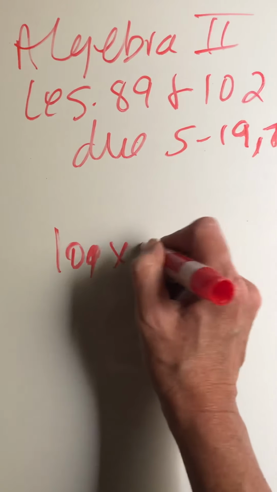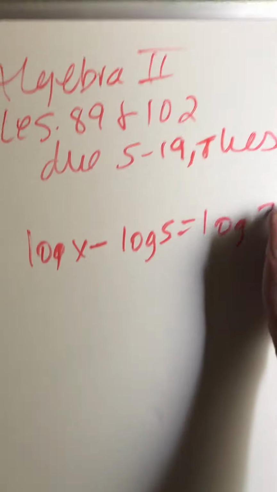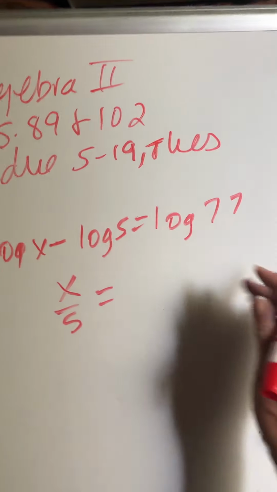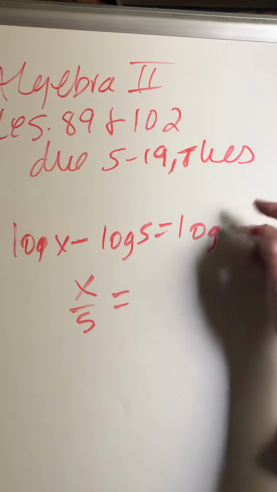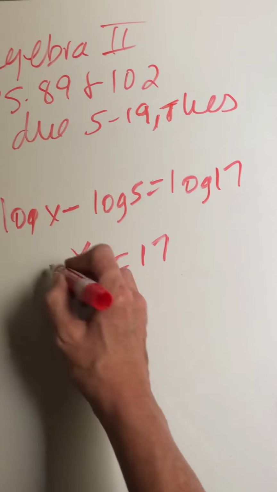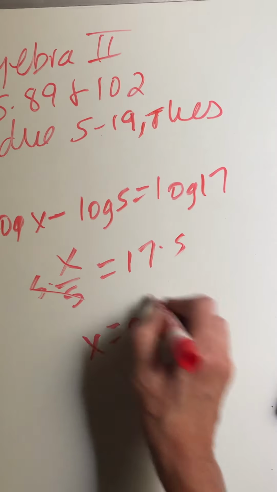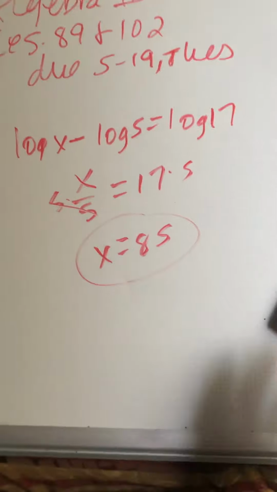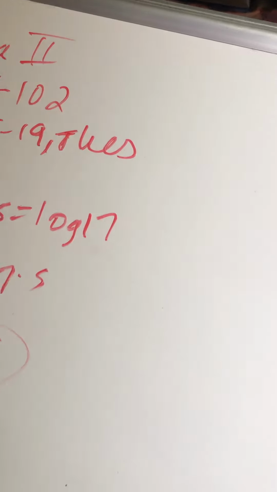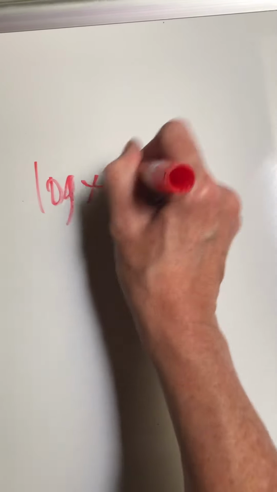Log x minus log 5 equals log 17. So x over 5 equals 17, not 77, 17. So then I multiply both sides by 5. So x is 85. You don't need a graphing calculator to do that. You do it just like that. Remember, if it's subtraction, to make a fraction.